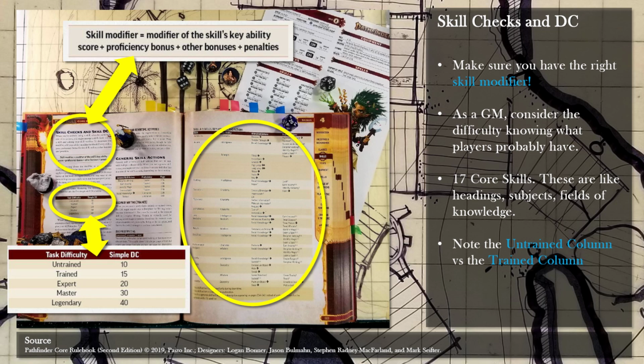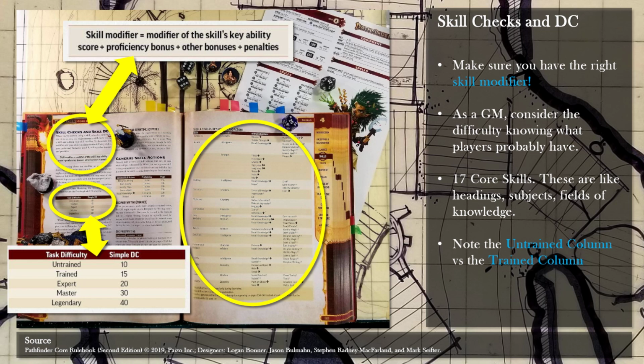So let's look at this a little bit carefully. If you look in the lower left-hand corner, this is kind of a guide for the GM. He needs to consider and make up in his mind, unless the module he's playing already tells him, how difficult the task is to do. If it's a common task that is untrained, the simple DC is 10. If it requires some training, then it needs a 15. If it's more of an expert thing to do, it needs a 20.